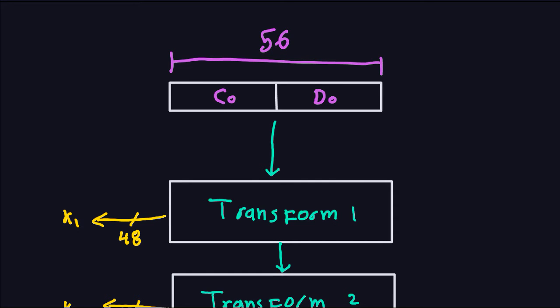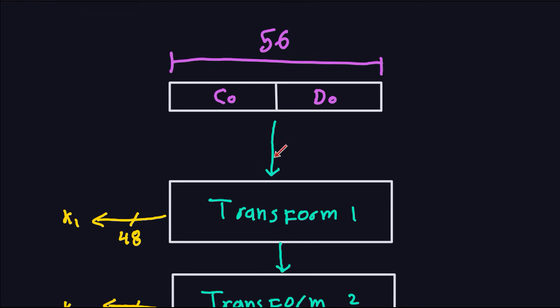Hello and welcome again. Let me recall what we were doing. Last time we had the structure of the key schedule. Basically what we had was 56 bits here, and we divided that 56 bits into two blocks, each one of them of 28 bits, so by half.